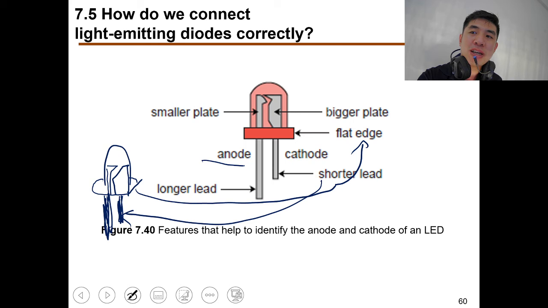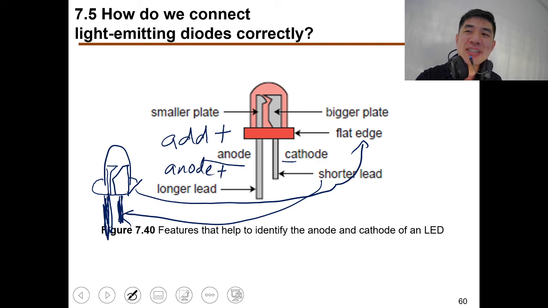How to remember which one, anode or cathode, is positive? A is at plus. Okay, anode, plus. Cathode is C for Cancer, or minus. A comes first then C, right? A comes first then C. So C is Cancer, so it's minus. So it is negative, minus, cathode.